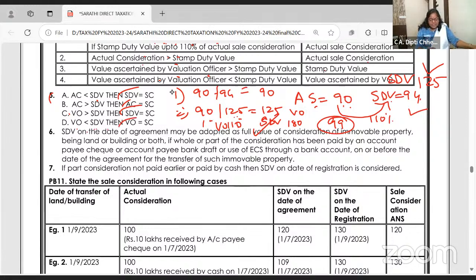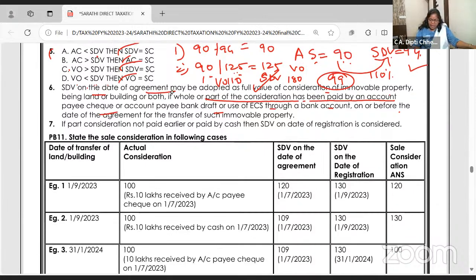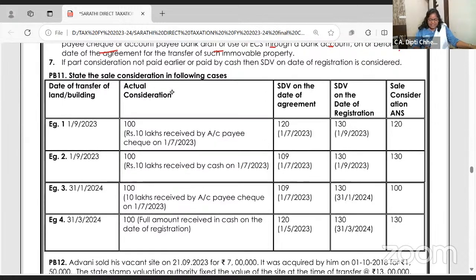then valuation officer. Now, stamp duty value on the date of agreement may be taken if whole or part of the consideration has come by account payee cheque, draft, ECS or any bank or online mode. Let us take these examples. On 1st September, I have sold the property for 100 lakhs. 10 lakhs is received by account payee cheque. So I will take stamp duty value on the date of agreement, because 10 lakhs token money or advance money is received by account payee cheque.